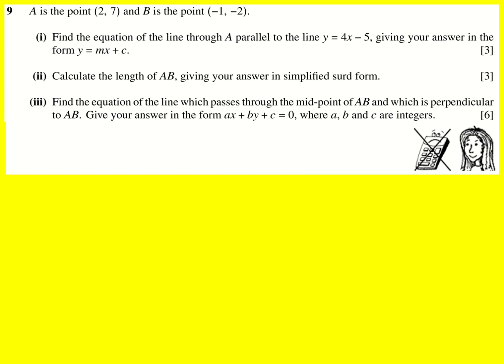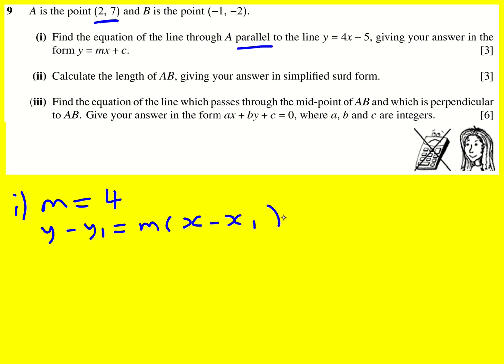Got a couple of points, A and B, and then we're asked to find the equation of the line through A parallel to the line y equals 4x minus 5. Right, so that means that the gradient of this line is also going to equal 4 because it's parallel. They have to have the same gradient. And then it goes through A, so I'm going to be using this here. And what I'm going to use is y minus y1 is equal to m(x minus x1).